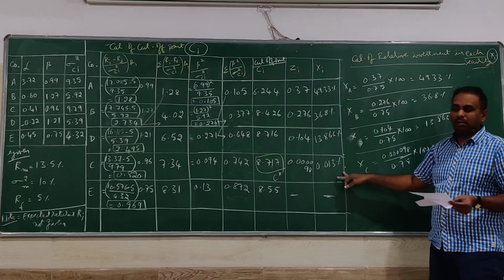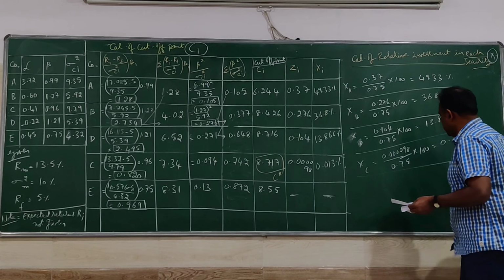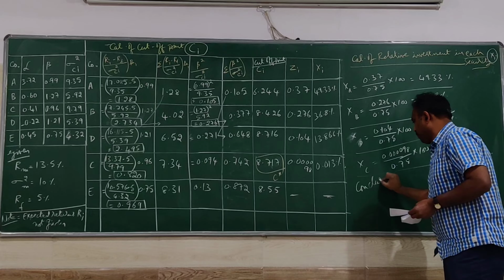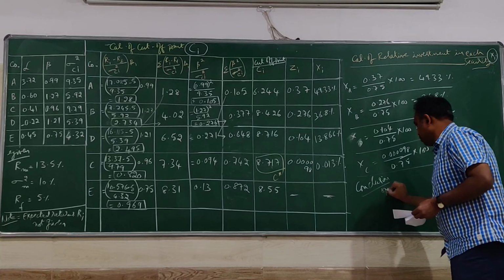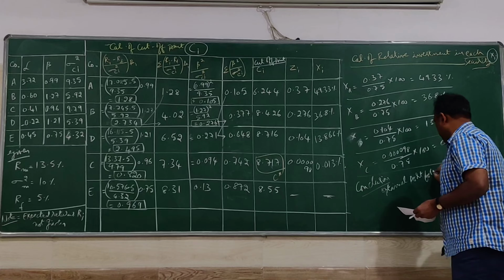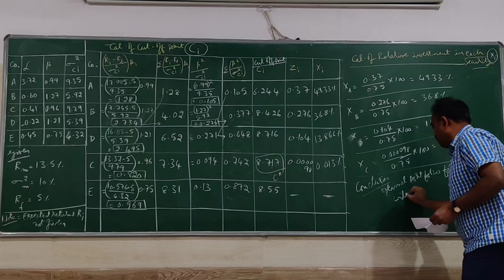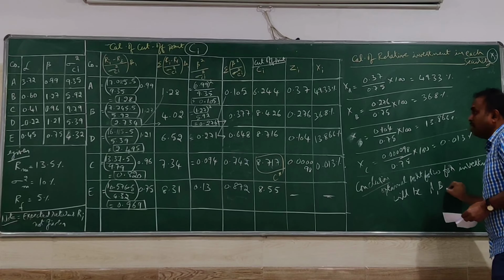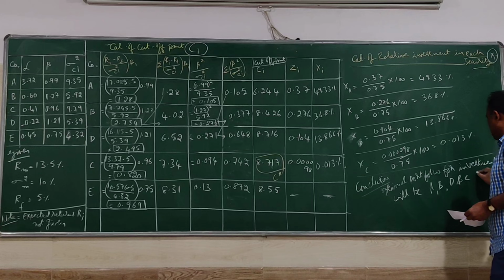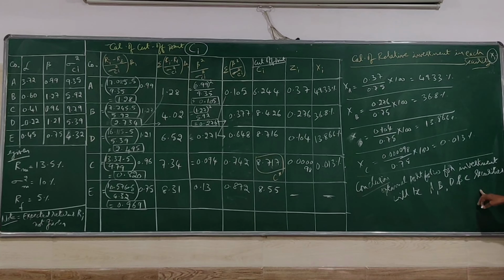Optimal portfolio for a particular investor is ABDC. So we can say, conclusion: the optimal portfolio for investment will be A, B, D and C securities. And this is the percentage of investment in A, B, D, C securities.